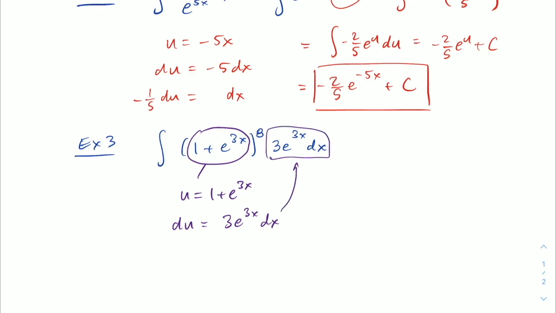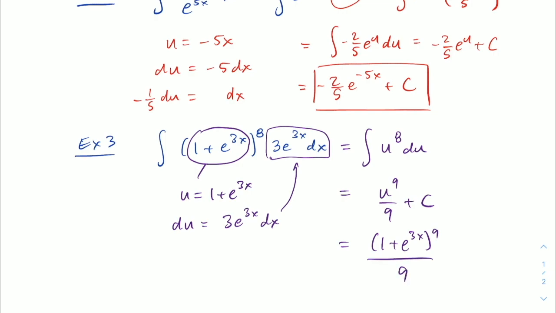And now we're ready to convert our integral. We'll have u to the 8 du, which when we integrate we'll get u to the 9 over 9 plus c. And then we'll back substitute our 1 plus e to the 3x. And we'll get the answer.